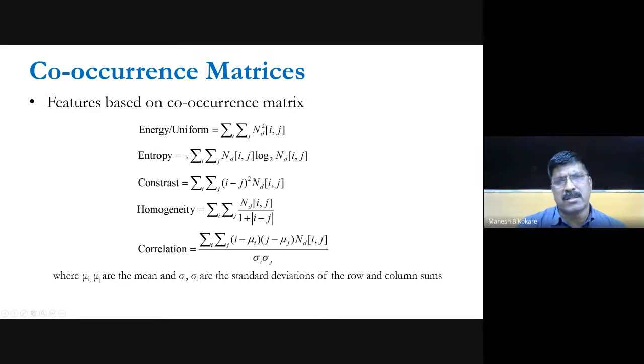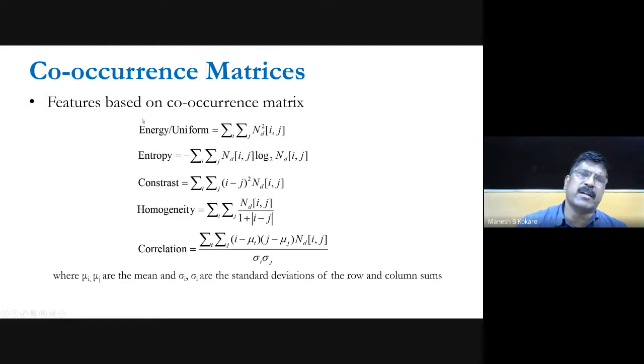So this is a minus sign, because otherwise it would have been 1 upon N_d(i,j). Okay, since it is taken as N_d log to the base 2 N_d(i,j), that's why this sign is minus. So this relation will give you the entropy of that co-occurrence matrix. So this can be one of the textural features which is extracted from the co-occurrence matrix.